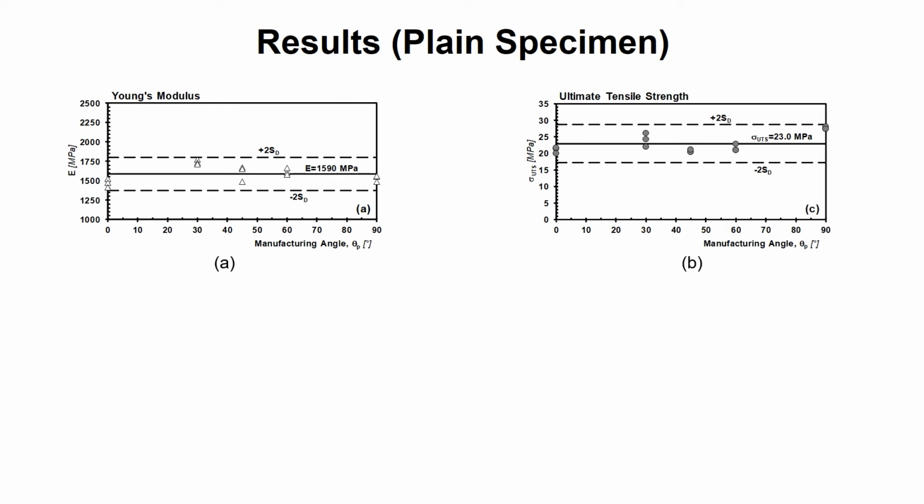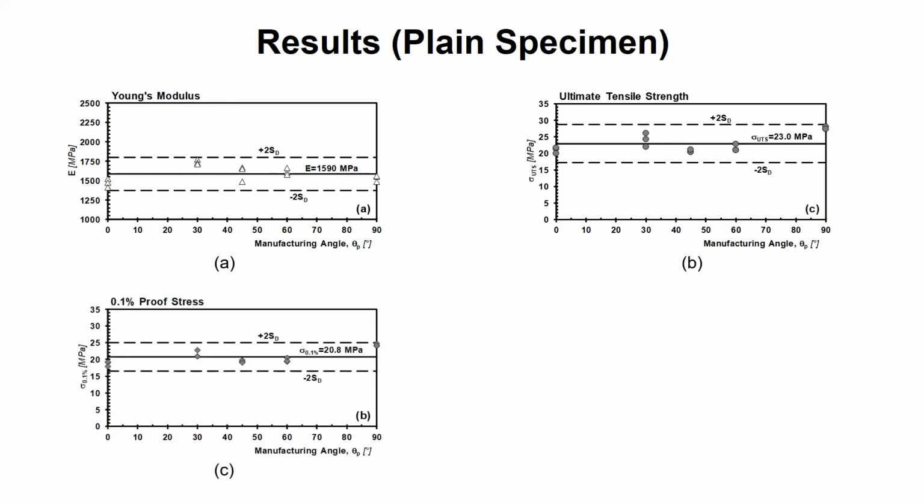Now we shall discuss the results of plain specimens. Figure A shows the Young's modulus recorded at different manufacturing angles, whereas Figure B shows the ultimate tensile strength. Figure C shows the 0.1% proof stress. The average values for the said mechanical properties are circled in red, as shown in the diagram.